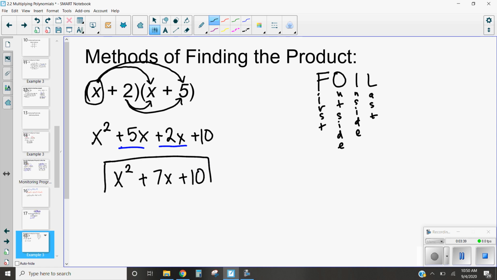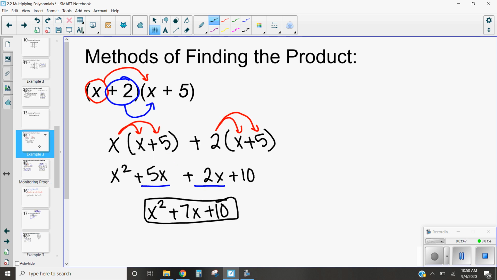Now notice, this is the third time we've done this problem. So with the FOIL method, we get x squared plus 7x plus 10. When we do the factoring method, we get x squared plus 7x plus 10. Notice how here it's just like we had multiplied it like this and then like this.